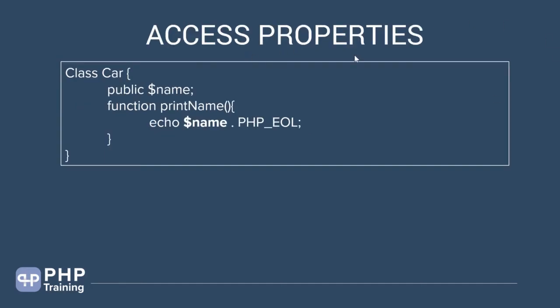Let's look at an example. How do you access a property? Let's say you have a car class, you have a property called name, and you have a function called print name. Now the print name method wants to access the property $name. You cannot directly specify the name of the property inside the method. We cannot do this because this is a property of a class, and a class really is a specification. So you have to have an object of this class to access its property. Without any instance, you cannot access the property of a class.